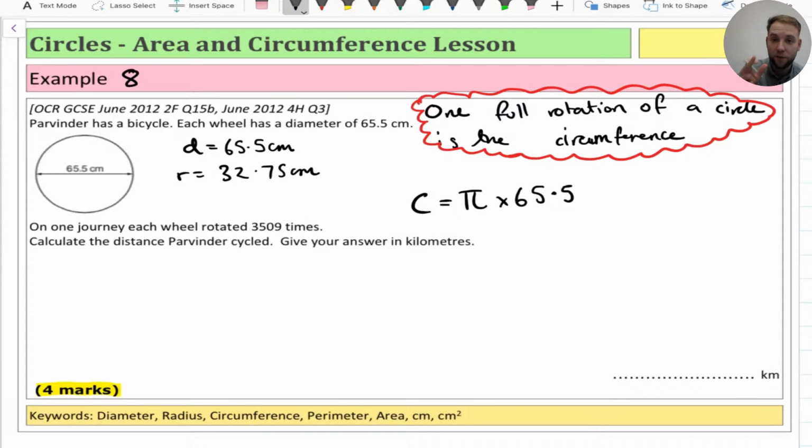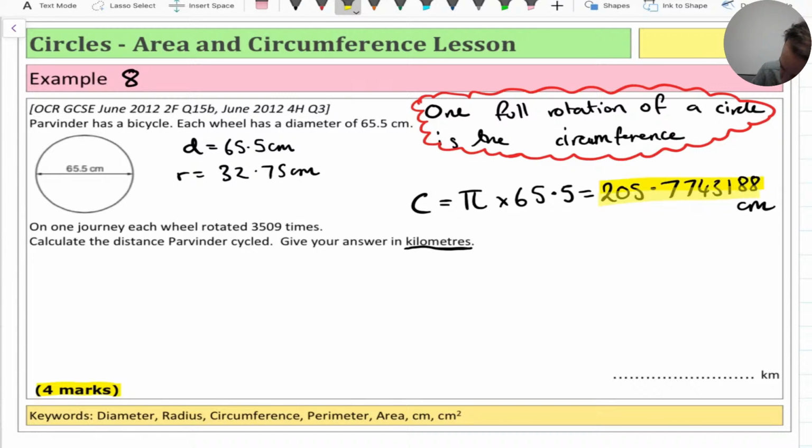Now I'm going to need quite a few decimal places on this, and the reason for that is because I need to convert this into kilometers. So this one here is equal to 205.7743188 centimeters. So this here is the distance travelled on one rotation.